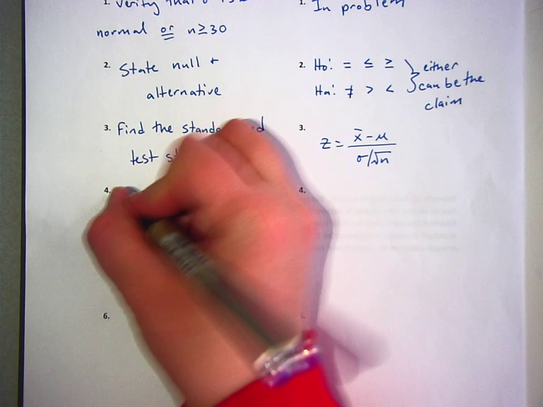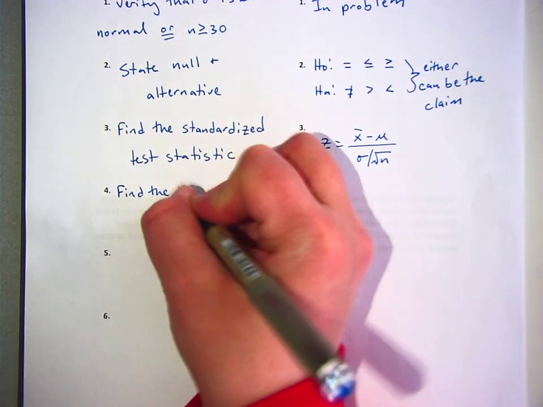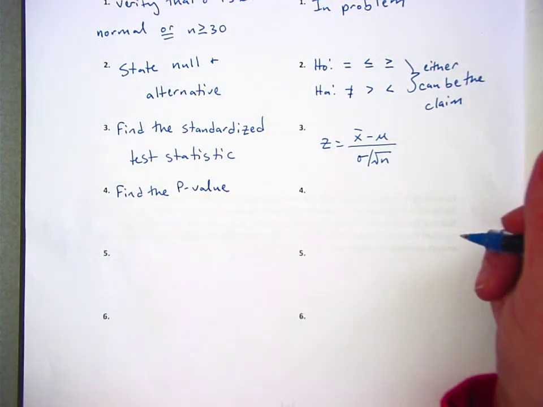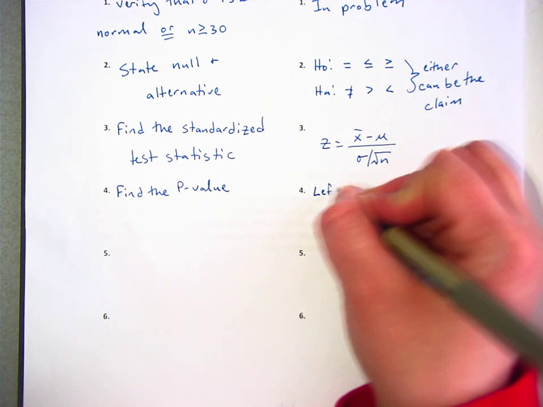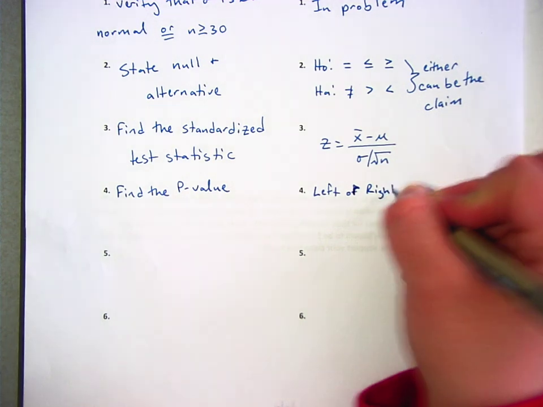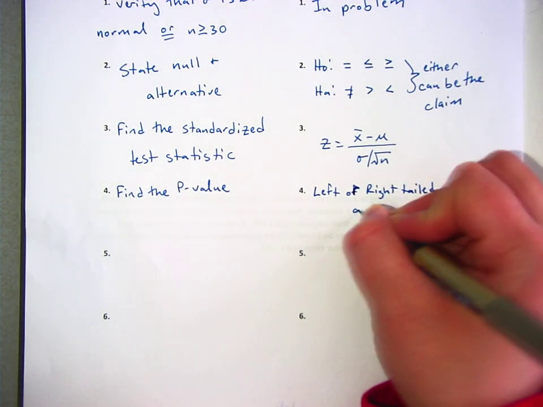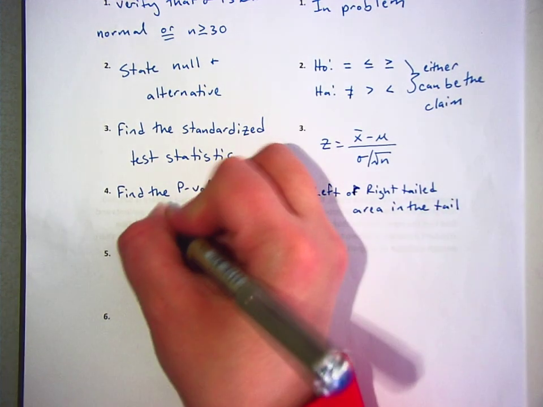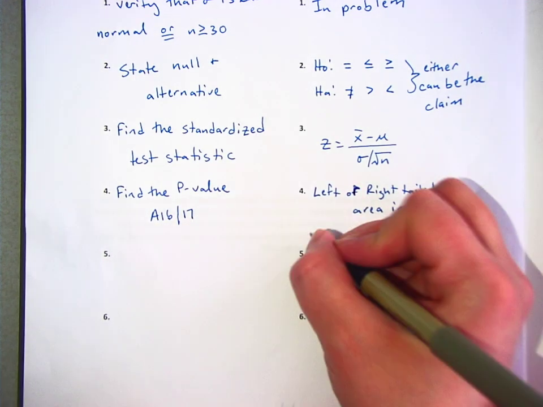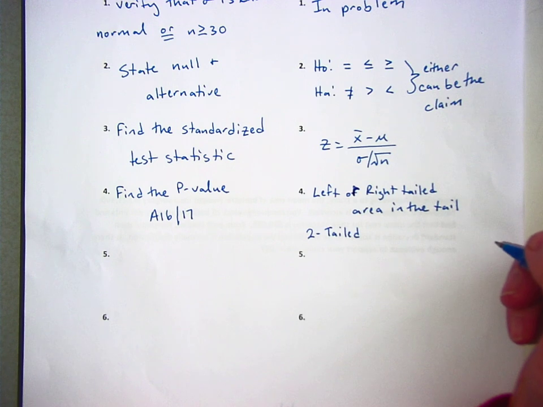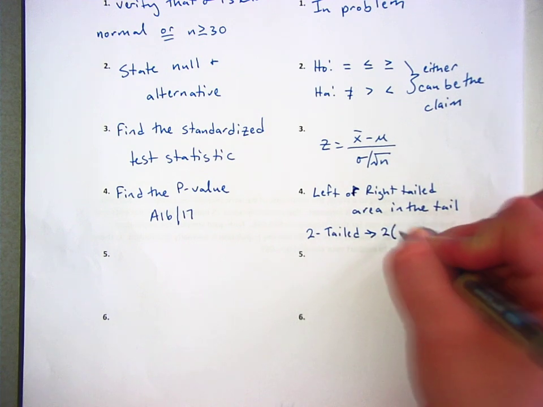Okay, so then you find the p-value. If it's left or right-tailed, it's the area in the tail. So you have to use A16, A17 for this. And if it's two-tailed, it's 2 times the area in one tail.